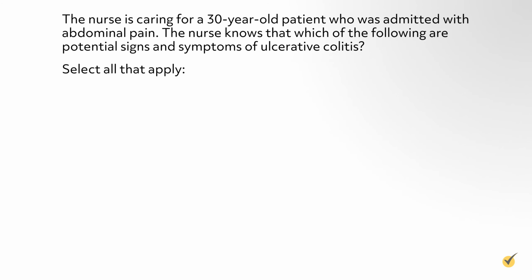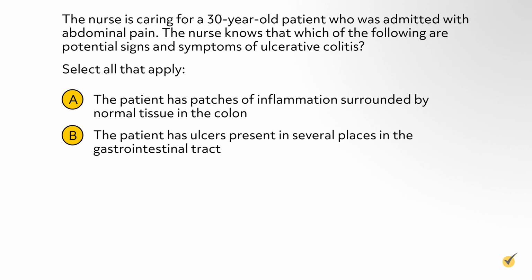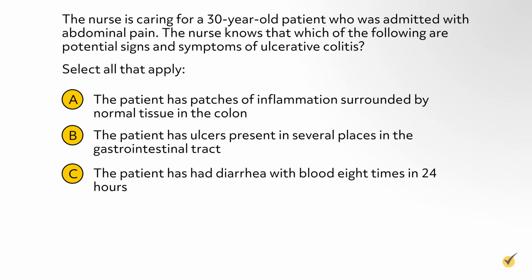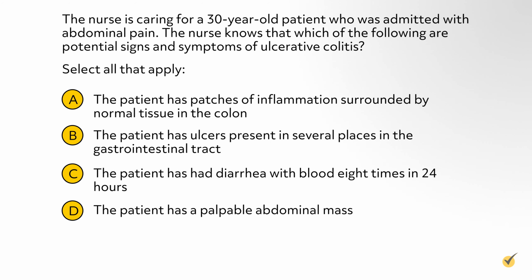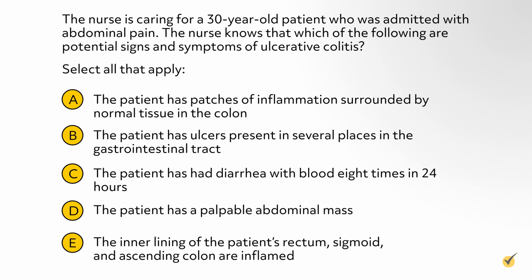Let's look at a question for practice. The nurse is caring for a 30-year-old patient who was admitted with abdominal pain. The nurse knows that which of the following are potential signs and symptoms of ulcerative colitis. Select all that apply. A. The patient has patches of inflammation surrounded by normal tissue in the colon. B. The patient has ulcers present in several places in the gastrointestinal tract. C. The patient has had diarrhea with blood 8 times in 24 hours. D. The patient has a palpable abdominal mass. Or E. The inner lining of the patient's rectum, sigmoid, and ascending colon are inflamed.